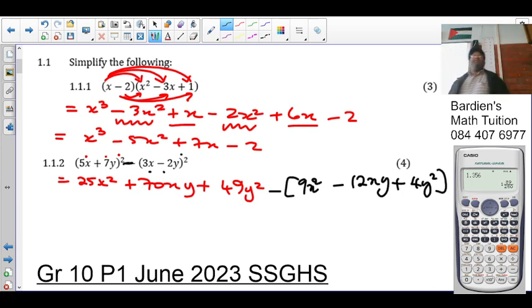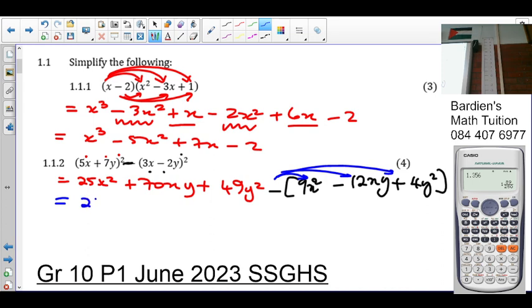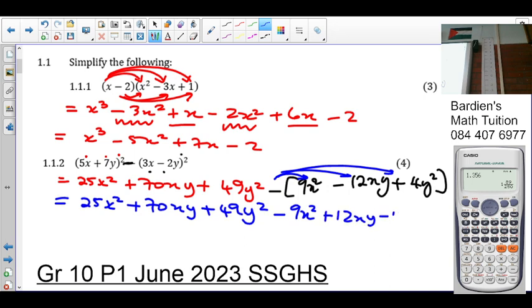Okay. So what do we do now? Again, get rid of the bracket. We multiply. So now it's going to give us 25x squared plus 70xy plus 49y squared, minus 9x squared plus 12xy minus 4y squared. Okay. Any confusion there? What do we do thereafter?